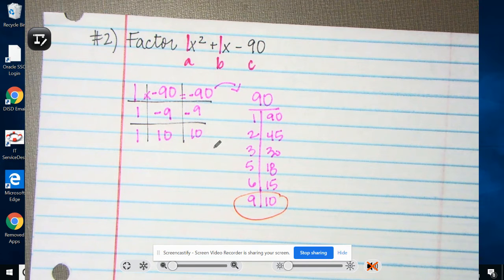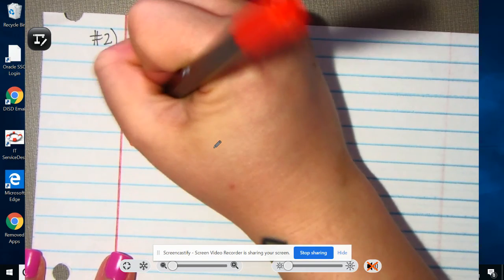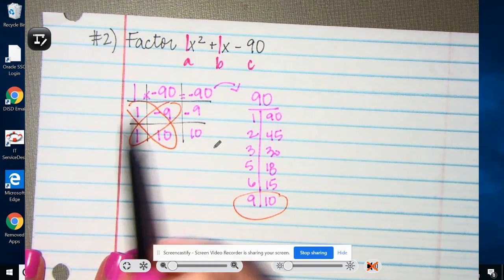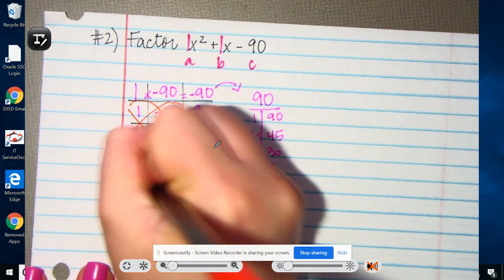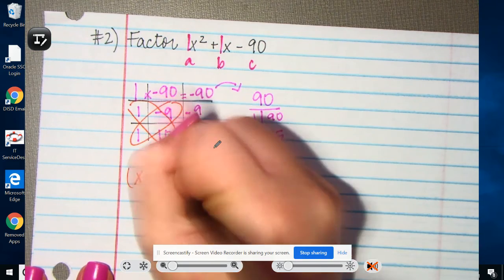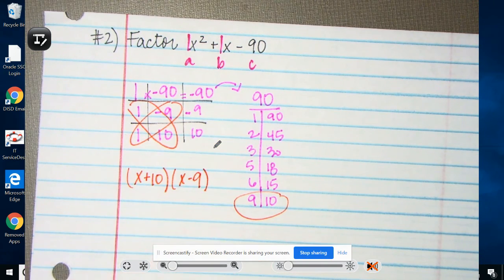So once you have filled in all of your boxes, you're going to do your butterfly. And remember, the left-hand side are your x values. So we have x plus 10 and x minus 9. And the order in which your parentheses are doesn't matter as long as you just have both parentheses there. And that's how you factor x squared plus 1x minus 90.